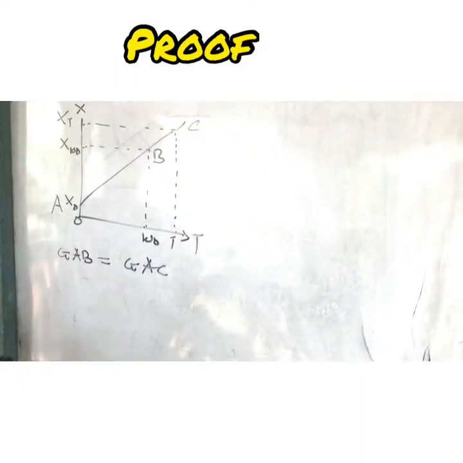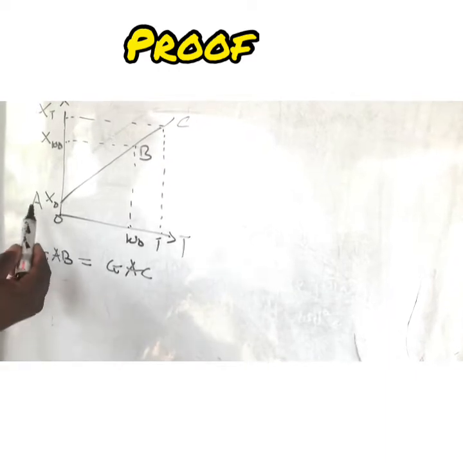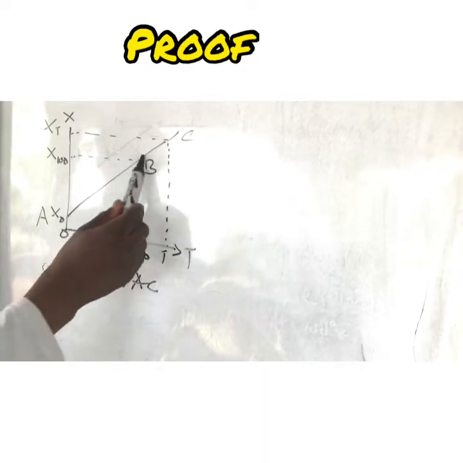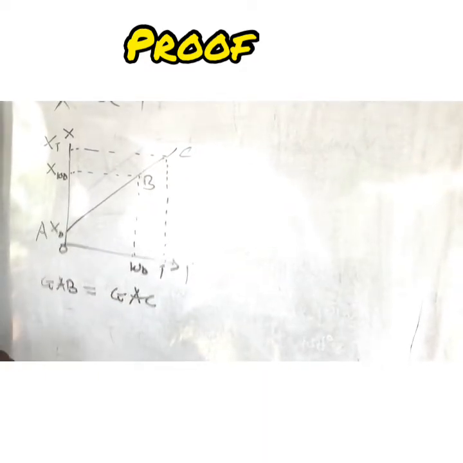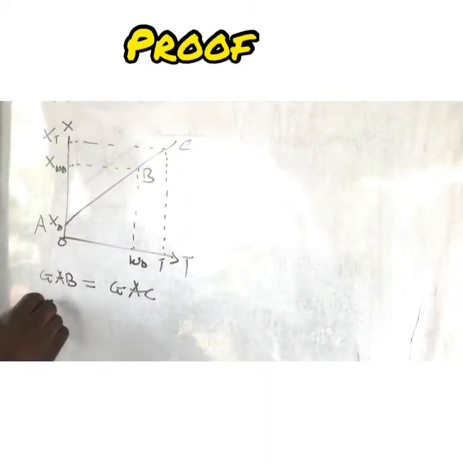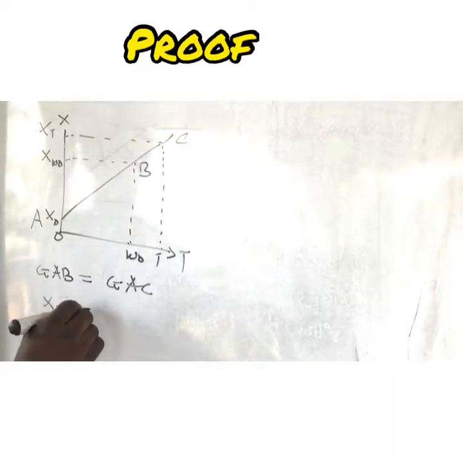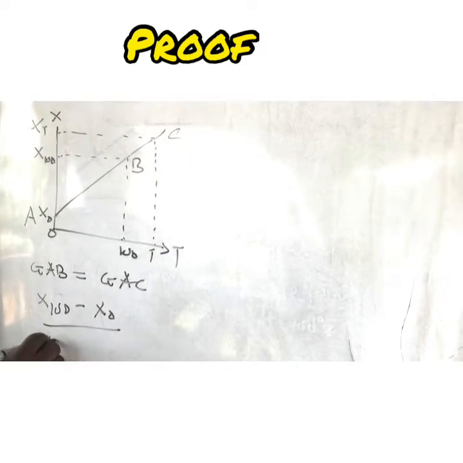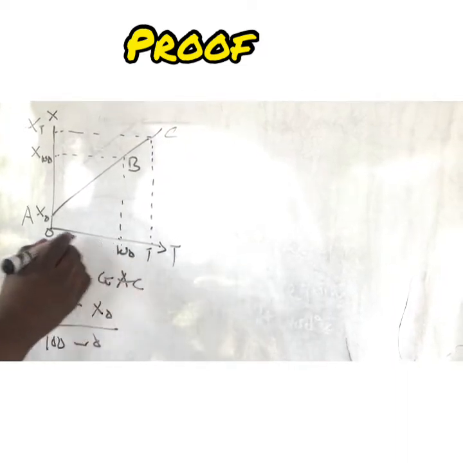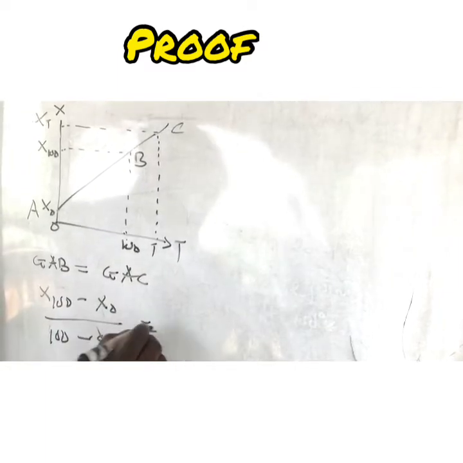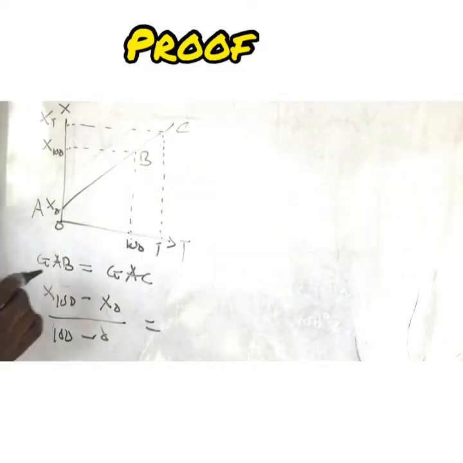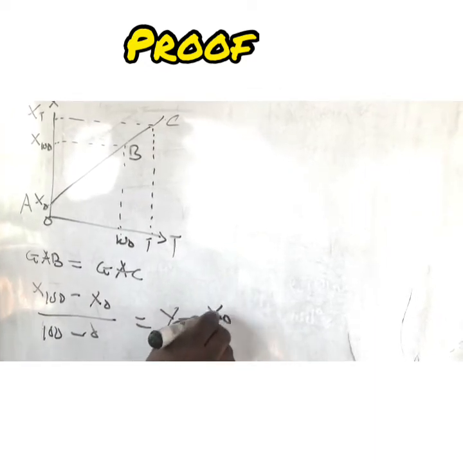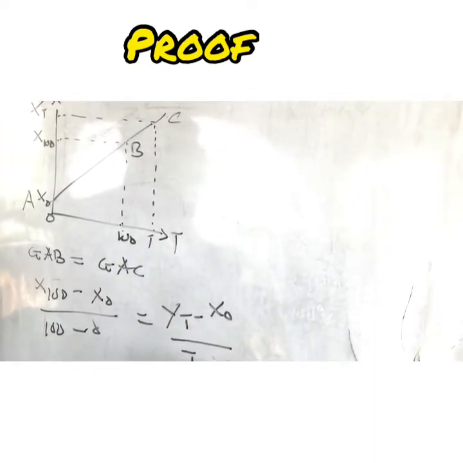Gradient is change in Y over change in X. So the gradient of AB, the Y for AB, which is from here to here, we get X_100 minus X_0, divided by 100 minus 0, which is equal to the gradient of AC. So we get X_T minus X_0 divided by T minus 0.